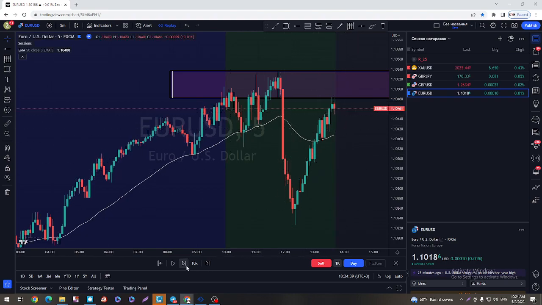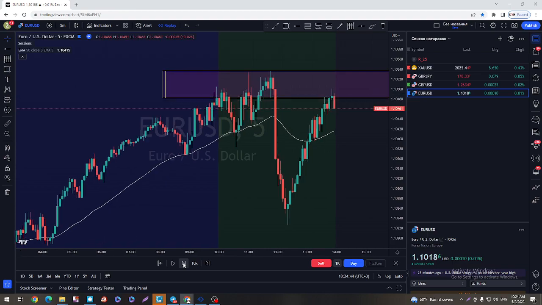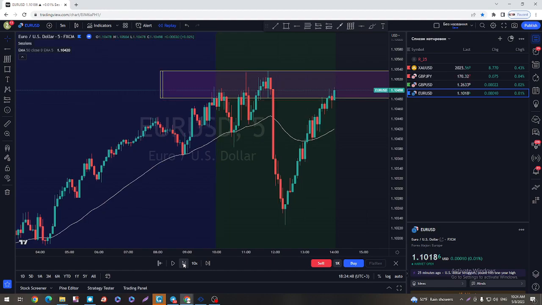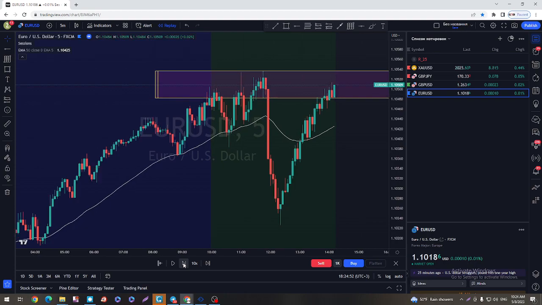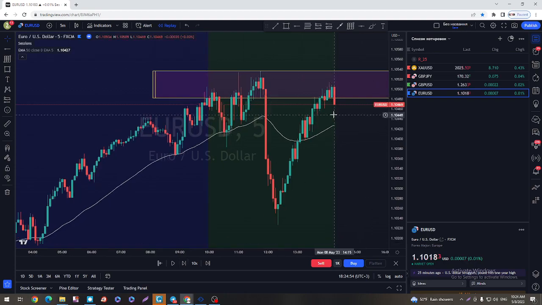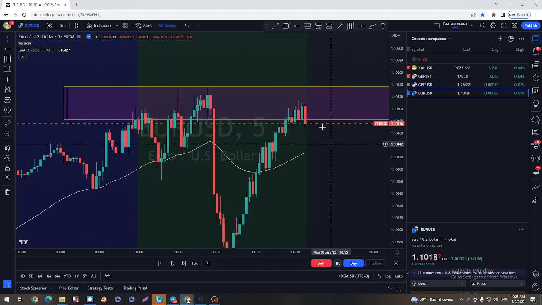This is not a bearish engulfing. This is not a bearish engulfing. This is not a bearish engulfing. This is a bearish engulfing. This is perfect. You got two choices.